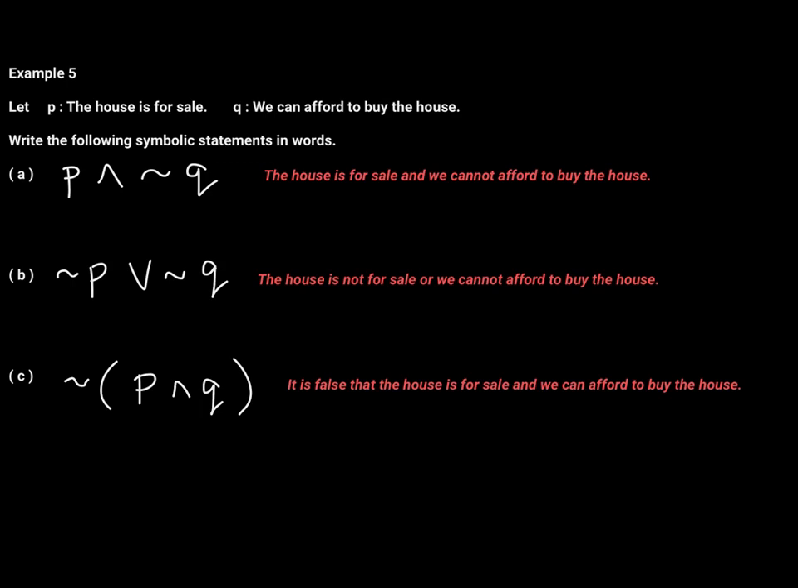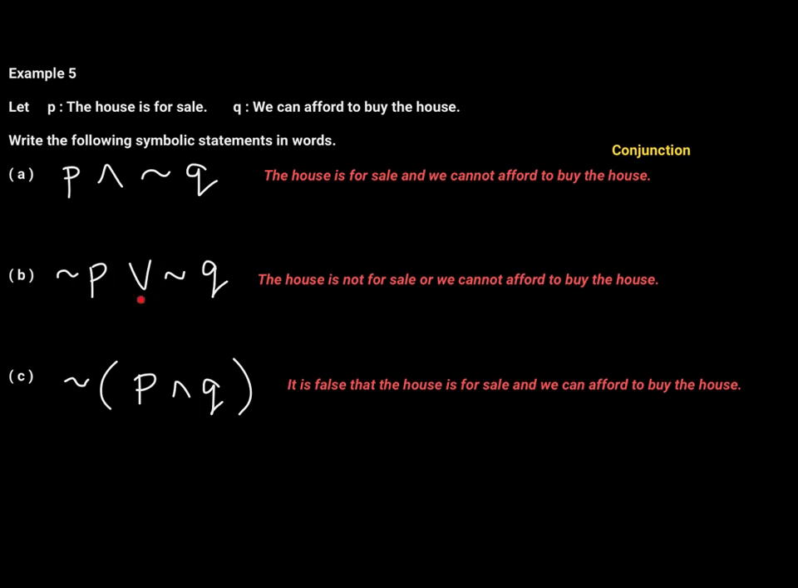Now, one thing we want to keep in mind is that the word but may also be used in a conjunction. So, for example, you know this answer here, the house is for sale and we cannot afford to buy the house. You could also say the house is for sale, but we cannot afford to buy the house. So this word and could be replaced with but. So this entire statement here, the first one here, this is a conjunction. I want to just kind of label that here, a conjunction. That's what kind of statement this is.